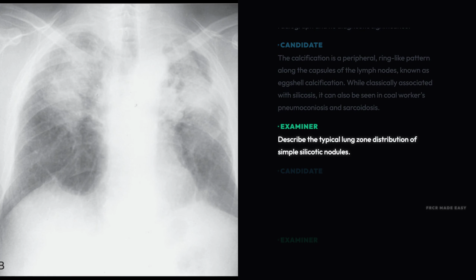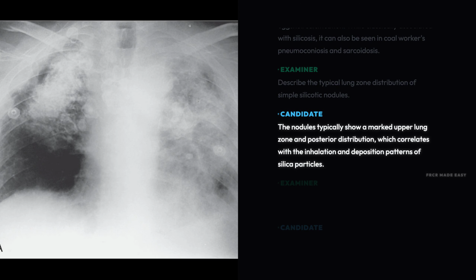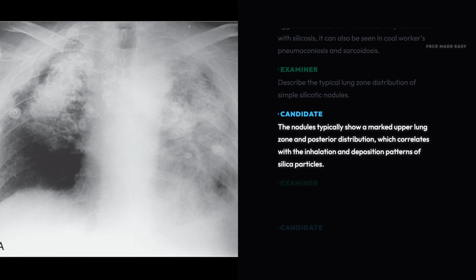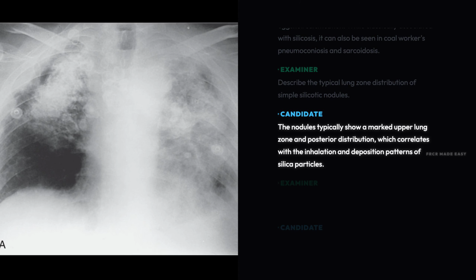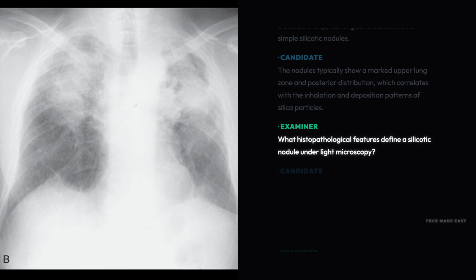Describe the typical lung zone distribution of simple silicotic nodules. The nodules typically show a marked upper lung zone and posterior distribution, which correlates with the inhalation and deposition patterns of silica particles. What histopathological features define a silicotic nodule under light microscopy?